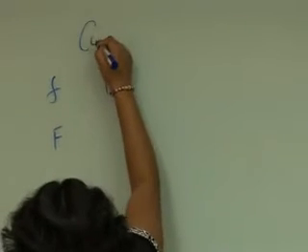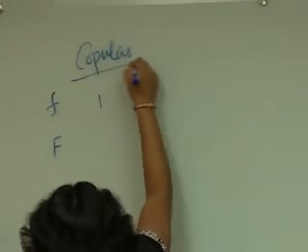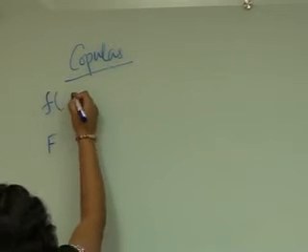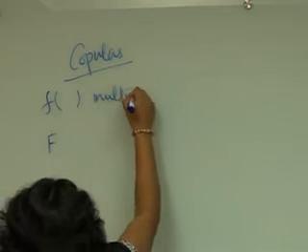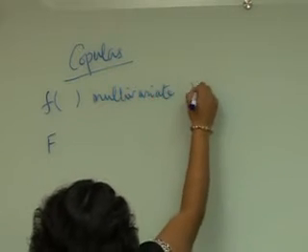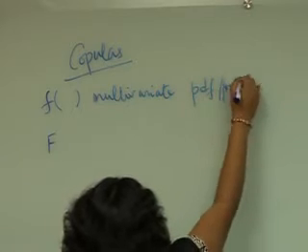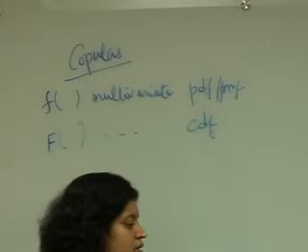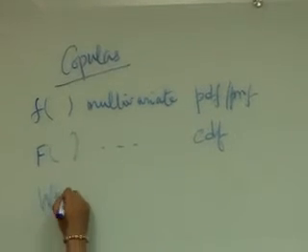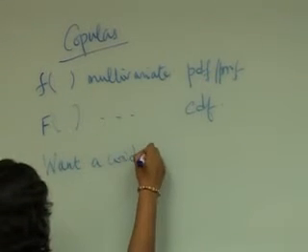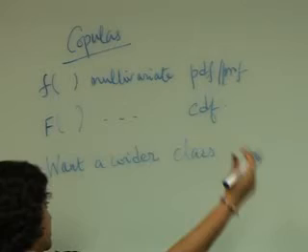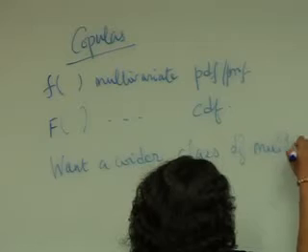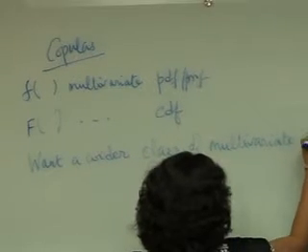Marginals. This is copulas. So if one can, so this is a multivariate PDF or PMF. This is a multivariate CDF. So we want a wide class of, wider in the sense beyond the normal class of multivariate distributions.